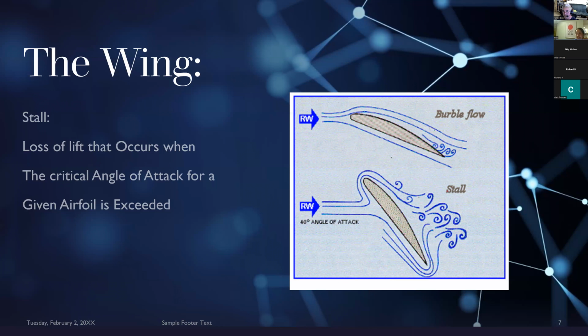Angle of attack gets too big relative to the relative wind. Right. So a stall is when you exceed the critical angle of attack. Your airfoil exceeds the critical angle of attack, which results in a loss of lift. Okay. Now, to Richard's point, you can lose control.